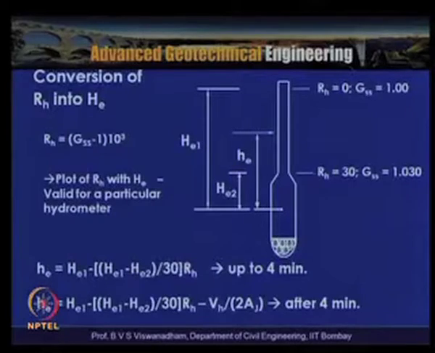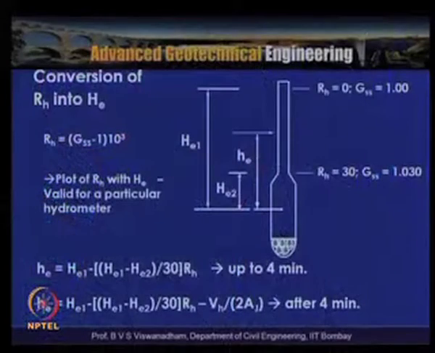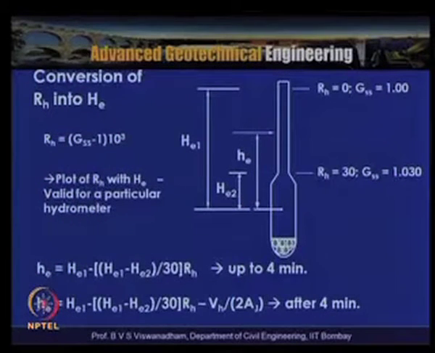That means that each hydrometer will have a plot for RH and HE. So, with the linear interpolation, if you see up to 2 minutes or 4 minutes, where we do not have any immersion correction, with that HE is equal to HE1 minus (HE1 minus HE2) divided by 30 into RH.